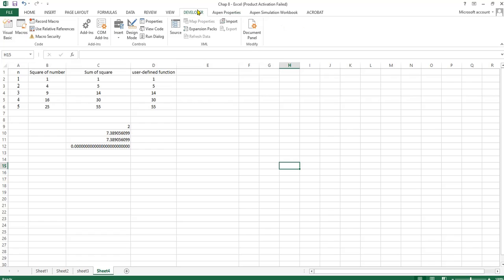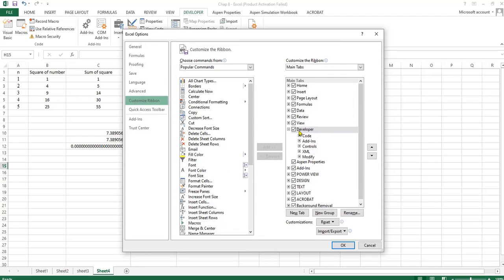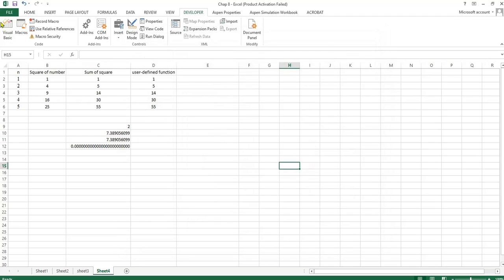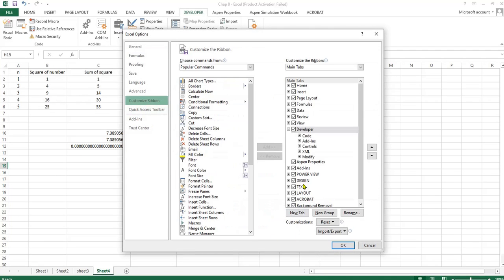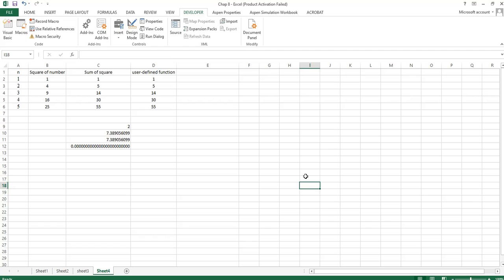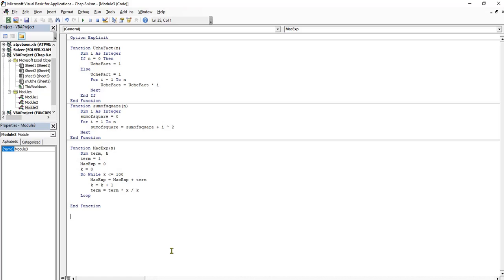Now, if you don't have the Developer tab, you right click at the ribbon and click Customize Ribbon. You check the Developer tab and click OK. Or you click File, go to Options, go to Customize Ribbon, check Developer here, and click OK. That's all. Then when you click Visual Basic, in this environment is where you will write the code for that user-defined function.